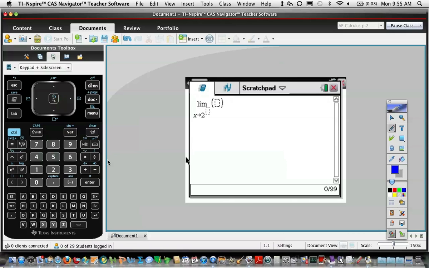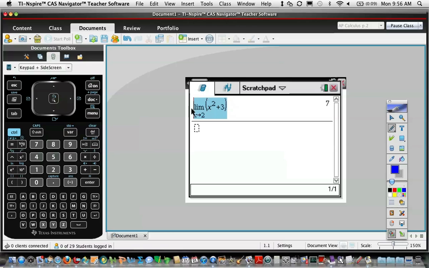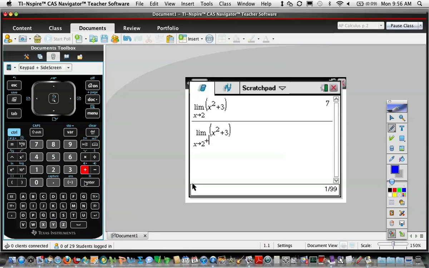And then in here, we would put x squared plus 3 and hit enter. Okay? Now, if I go up and grab this and bring it back down again, I'm not sure what I'd put in. If I just hit the plus sign, maybe? Makes sense, because the car from the right is approaching 7.